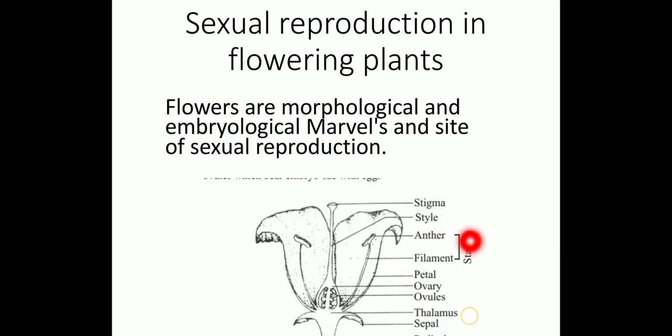The third whorl, essential whorl of a flower, is called androecium. This androecium is made up of stamens, and each stamen consists of the anther and filament. So this portion is called anther, and this portion is called a filament. Together they form the male reproductive part of a plant body. As it is involved in the process of sexual reproduction, it is called a fertile part.